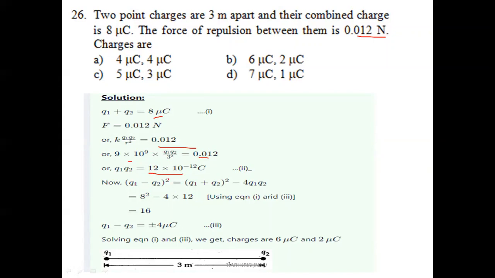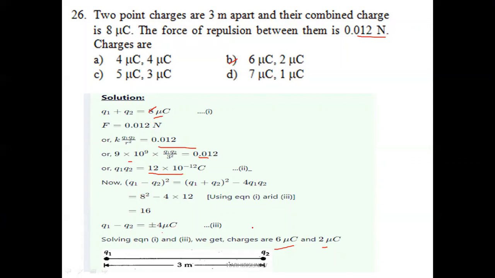So Q1 minus Q2 the whole square, A minus B the whole square, we can also take as A plus B the whole square minus 4AB. General formula. So here Q1 minus Q2 whole square is nothing but Q1 plus Q2, we have 8 squared, minus 4 into Q1 Q2, which is 12. So total we get 16. So Q1 minus Q2 is equal to plus or minus 4 microcoulomb. Substituting this equation in any one of these equations, we get 6 microcoulombs and 2 microcoulombs. Option B will be correct.